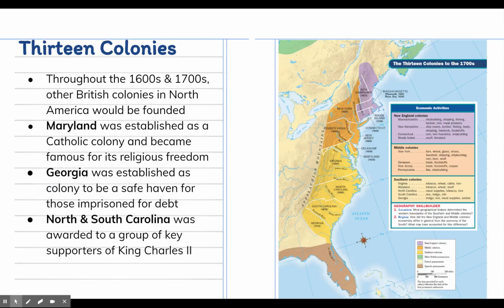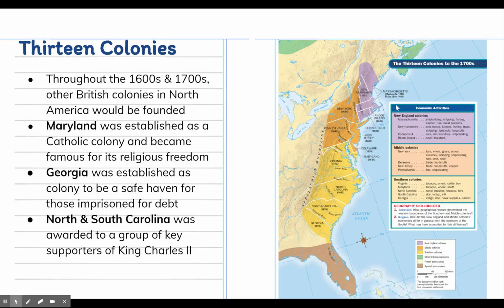The 13 colonies. Throughout the 1600s and 1700s, other British colonies in North America would be founded. Maryland was established as a Catholic colony and became famous for its religious freedom. Georgia was established as a colony to be a safe haven for those imprisoned for debt. North and South Carolina was awarded to a group of key supporters of King Charles II. So here's a map of the 13 colonies that we are looking at. And one thing you may notice is Florida down here, not considered part of the 13 colonies because Florida at this time was still under Spanish control.